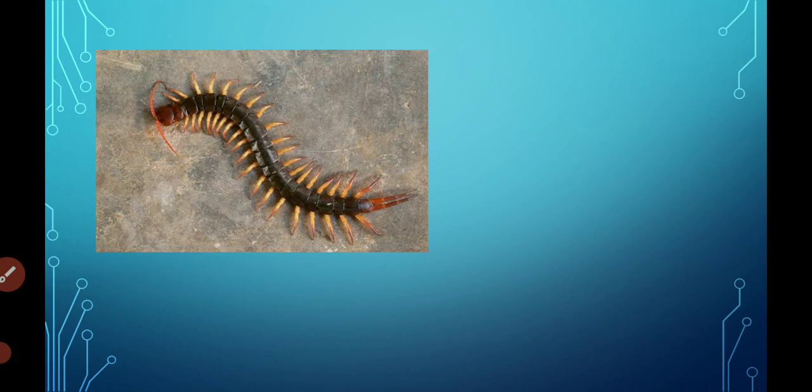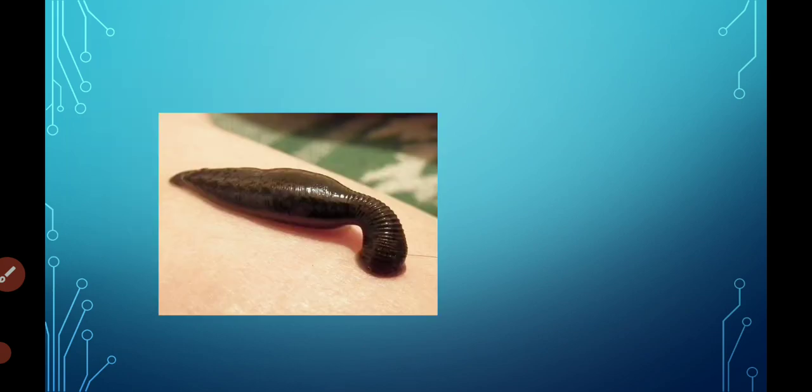Centipedes. Centipedes are crawlers with numerous legs. They are poisonous and bite humans. So be afraid of centipedes. Look at this one. This is a leech. Leech is a small animal like earthworms. It belongs to the Annelida phylum. It sucks the blood of animals, human beings, cattle, frogs. It is also used for therapy, leech therapy.